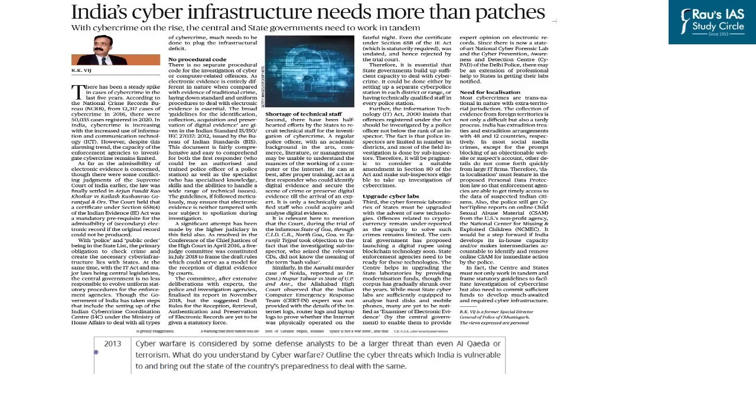Let us look at this previous year question that was asked in 2013 in the General Studies paper 3 by the UPSC in the security section. The question reads: cyber warfare is considered by some defense analysts to be a larger threat than even Al-Qaeda or terrorism. What do you understand by cyber warfare, and outline the cyber threats which India is vulnerable to and bring out the state of the country's preparedness to deal with the same.